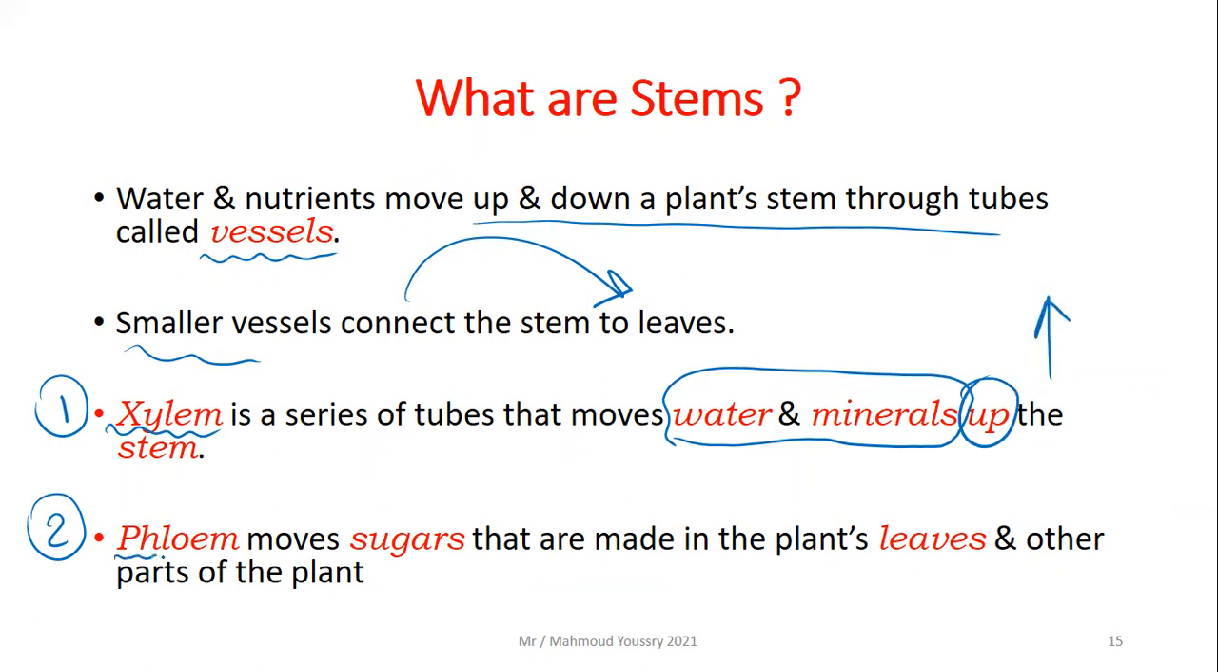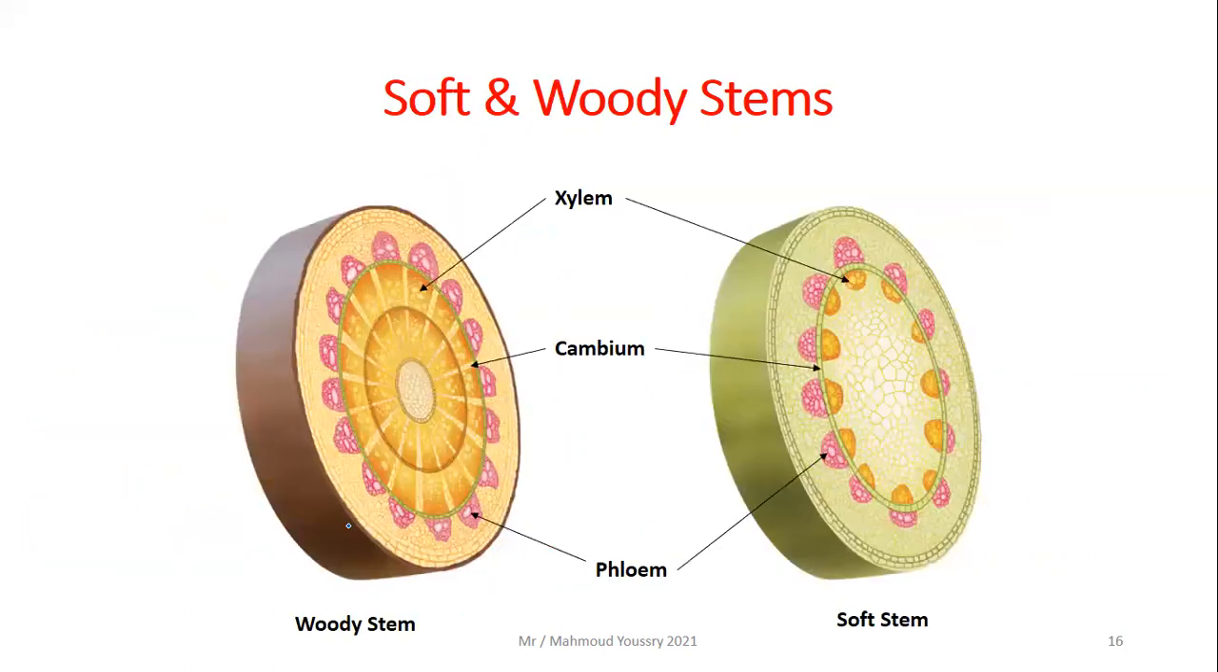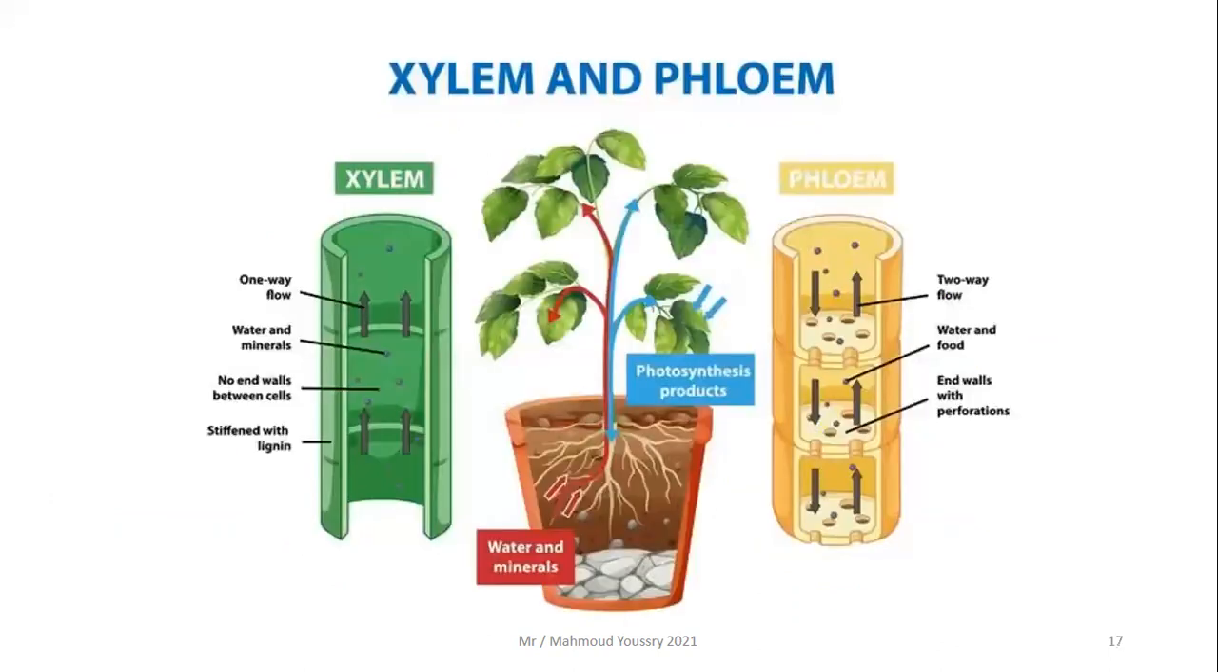The second transport vessels, this is phloem. Phloem moves the sugars that are made by the plant leaves to the other parts of the plant, up and down in all directions. This is a transverse section in the woody stem and the soft stem.